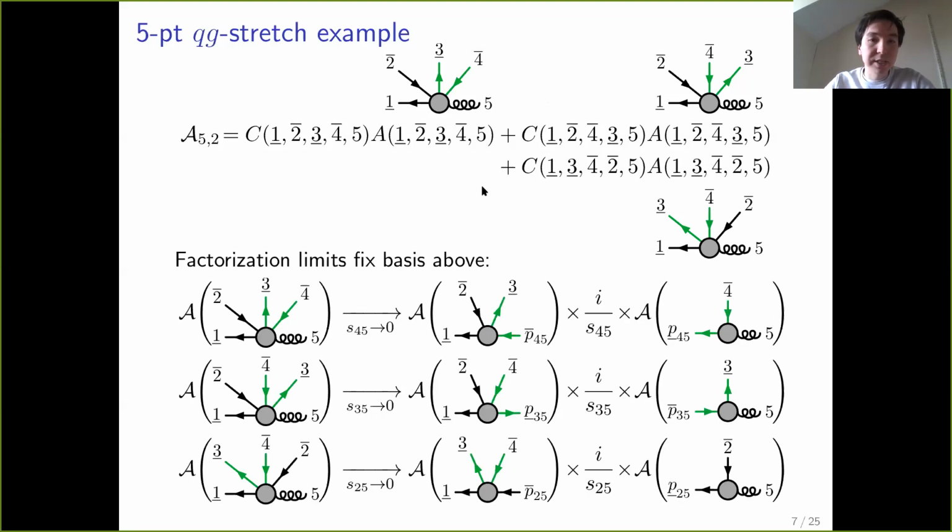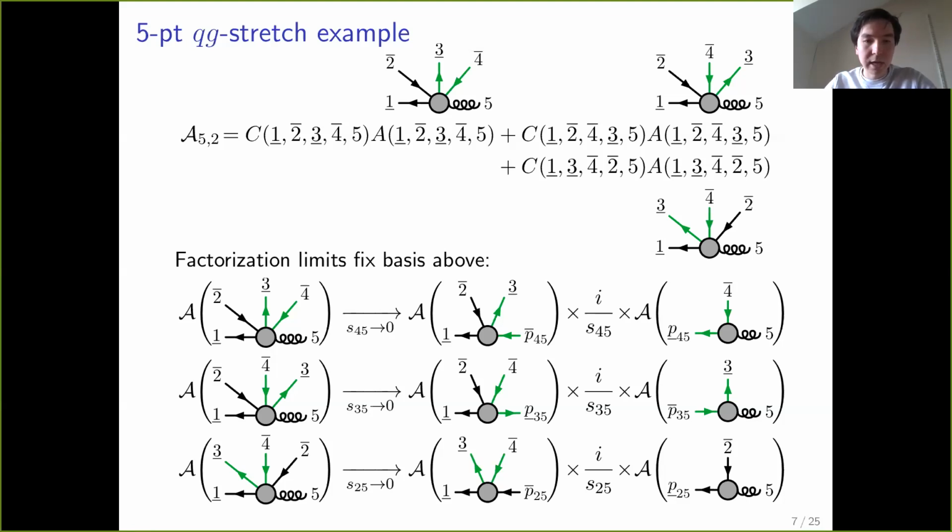and I can really fix the basis just by considering the factorization limits. The color dressed amplitude on the left-hand side must have these 3 factorization limits being non-zero, and the only way to have them in a color ordered amplitude is to have 5 next to 4, 3, and 2 necessarily. And the ordering of the other particles is then fixed by different flavors not being able to cross each other.